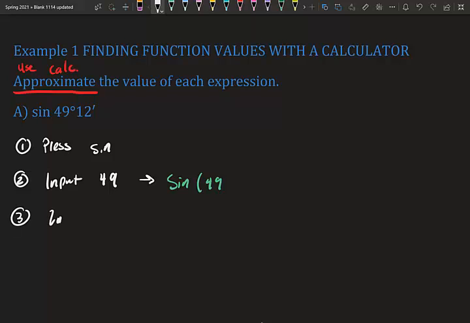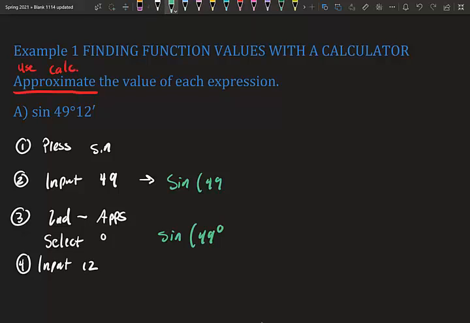Remember, we hit second, apps, and then the degree symbol, you'll see it, it's the first one. So you're going to select the degree symbol. So now, after you select that, this is where we're at. It'll look like this, sine 49 degrees. So now we need the 12, so enter 12. After you input 12, it'll look like this, sine 49 degrees, 12.